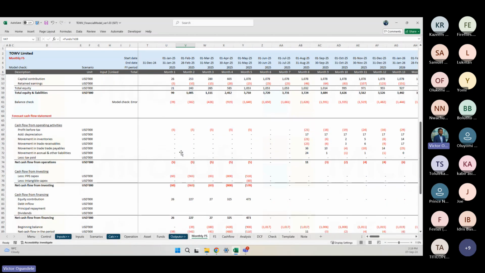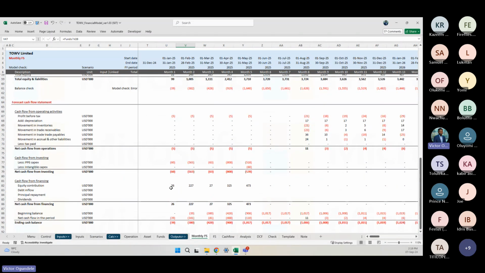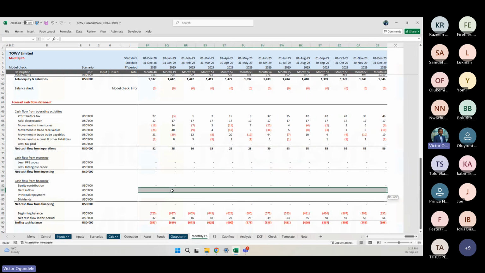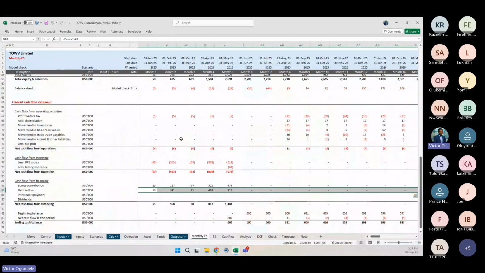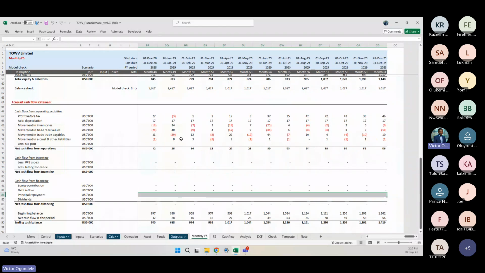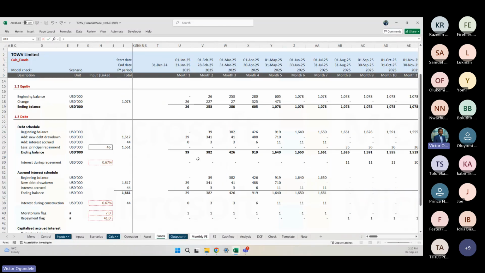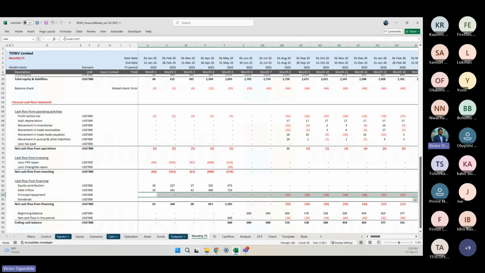Then come to your cash flow from financing. Under my debt inflow, I will link the new debt drawdown, and below it, I will also link my principal repayment, which will be in negative, because it is cash going out.